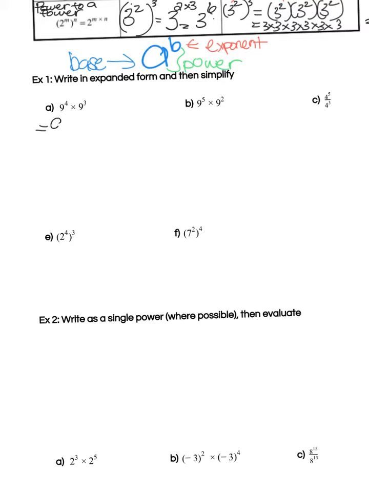9 to the power of 4 means I'm going to have 4 9's. 9 to the power of 3 means now I'm going to have 3 9's. If I count them all up, I'm going to have 1, 2, 3, 4, 5, 6, 7. Now I have 9 to the power of 7. Okay?